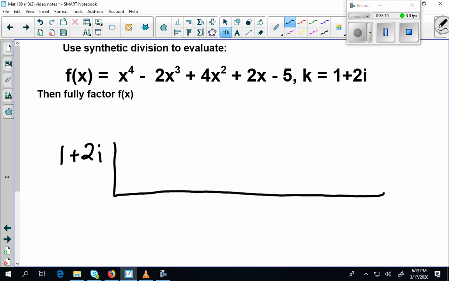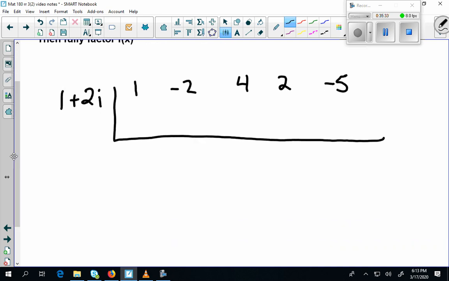This function is degree 4, check. Do you need a placeholder? I don't know. 4, 3, 2, 1. No, you do not need a placeholder. So just write down all your coefficients. So we have 1, -2, +4, +2, -5. Isn't this going to be a little harder? Just a little. All right, 1 comes straight down.